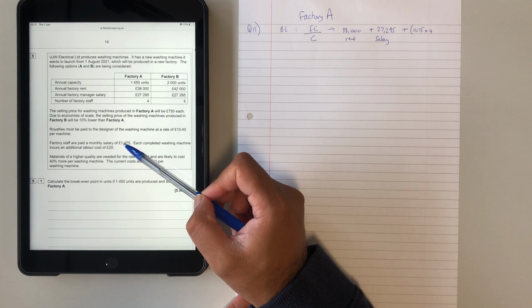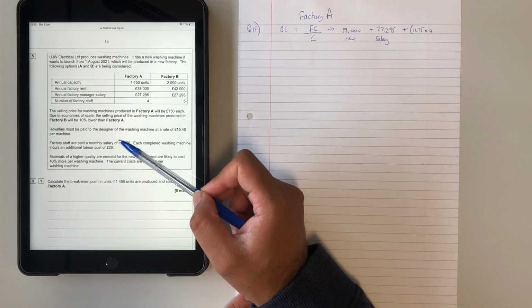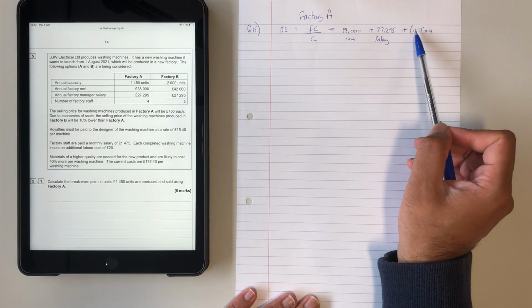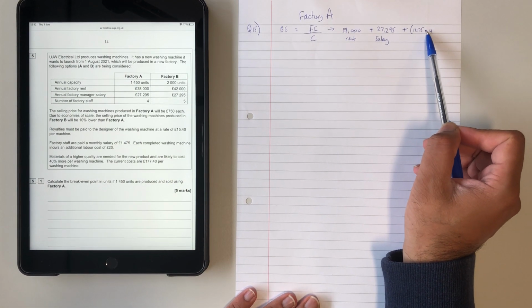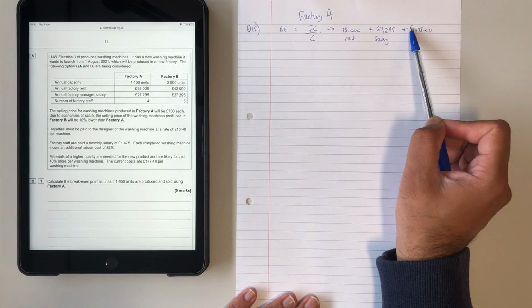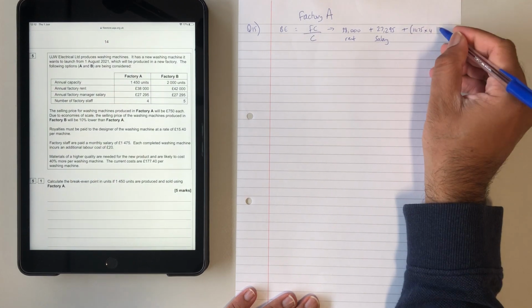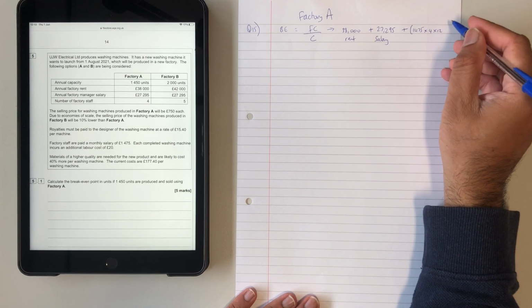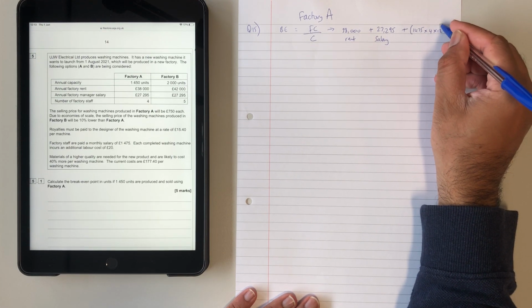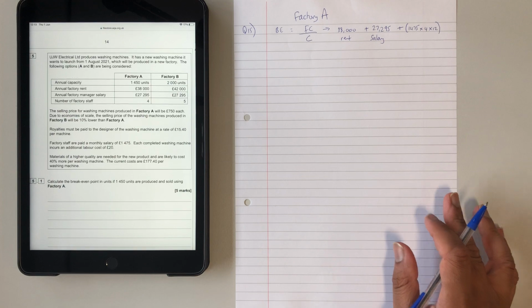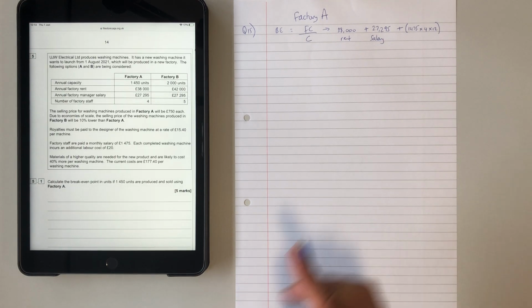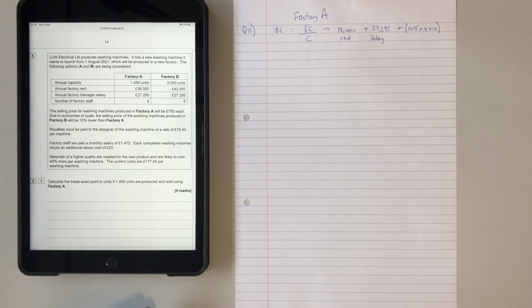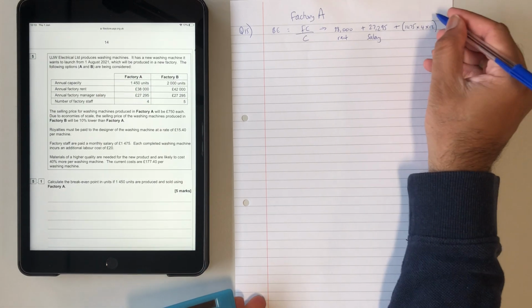What should you do? Convert it to annual. How do you do that? You times by 12. So what I've done is 1475 times by 4 people. That's what all 4 would get on a monthly basis, and then times it by 12. You can do this a number of ways, as long as you get the figure at the end. So that's basically the fixed cost. Now if I get my calculator, I'm going to do the 1475 first. 1475 times by 4 times by 12 is 70,800.